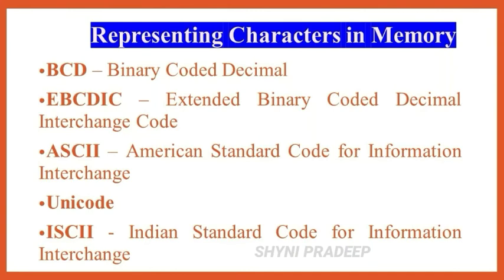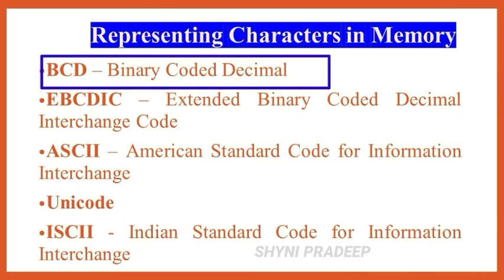What are they? BCD, which means binary coded decimal, EBCDIC, which means extended binary coded decimal interchange code, ASCII, American Standard Code for Information Interchange, next Unicode, next ISCII, which means Indian Standard Code for Information Interchange. Let us discuss them one by one. Okay, this binary coded decimal system is 26-bit encoding system.